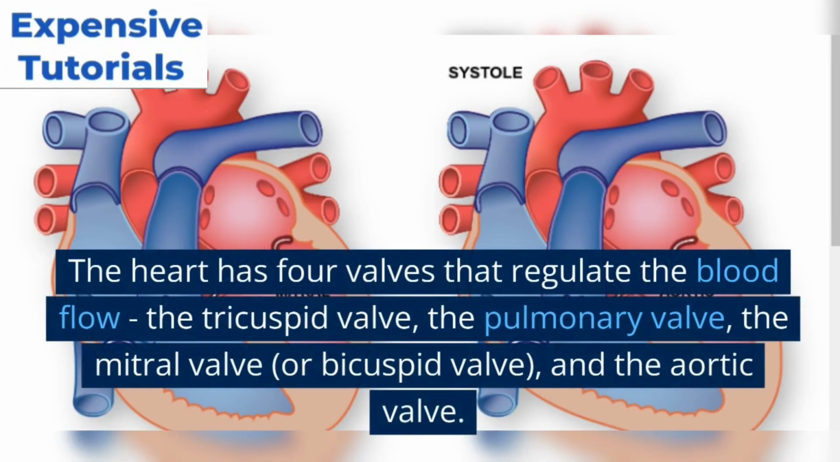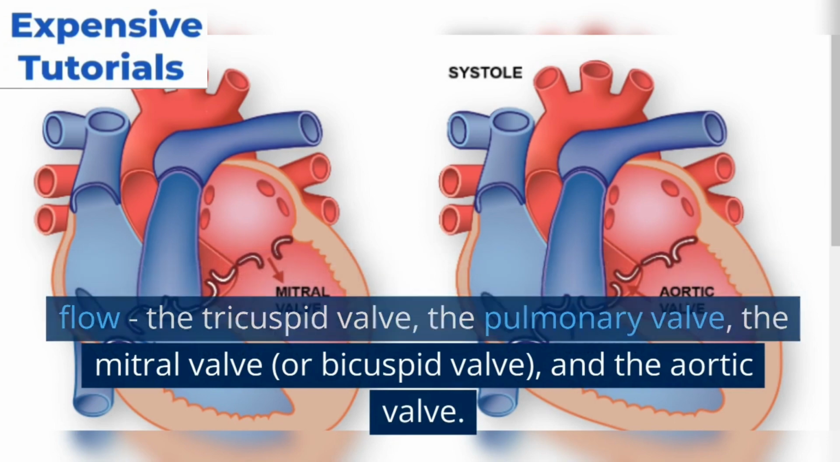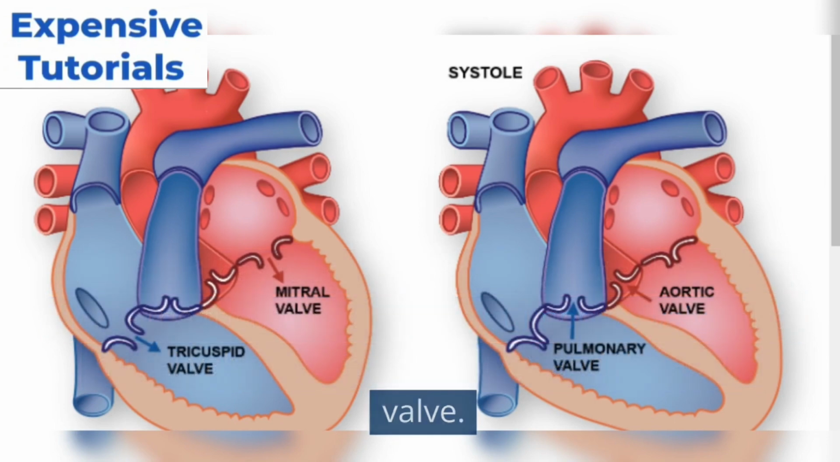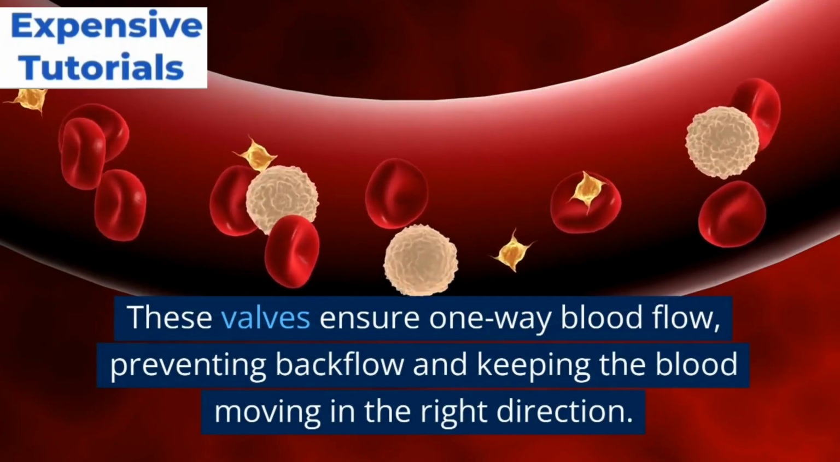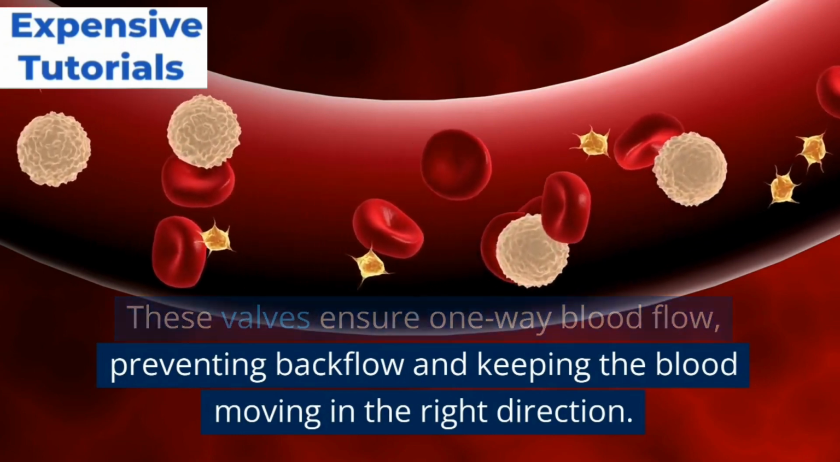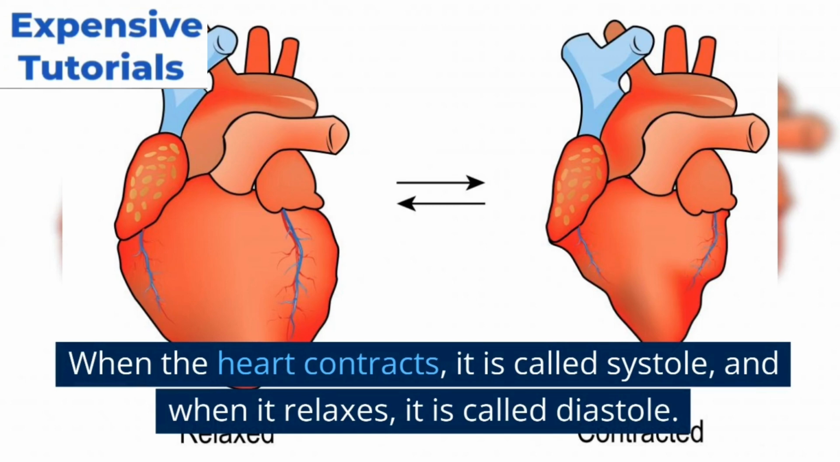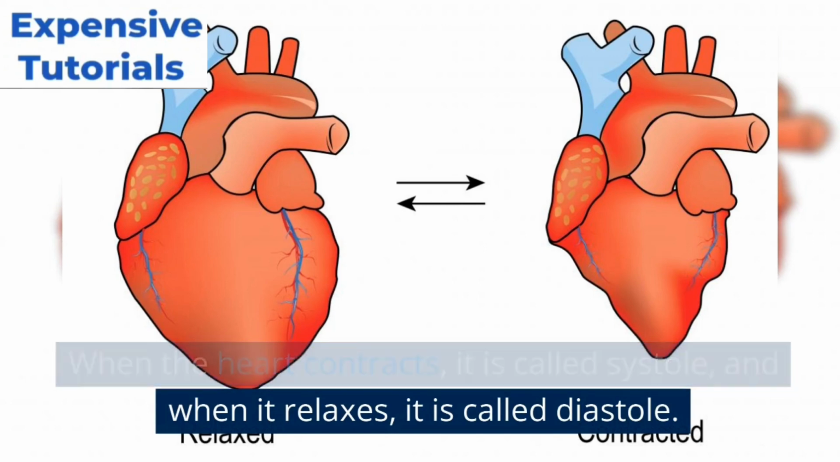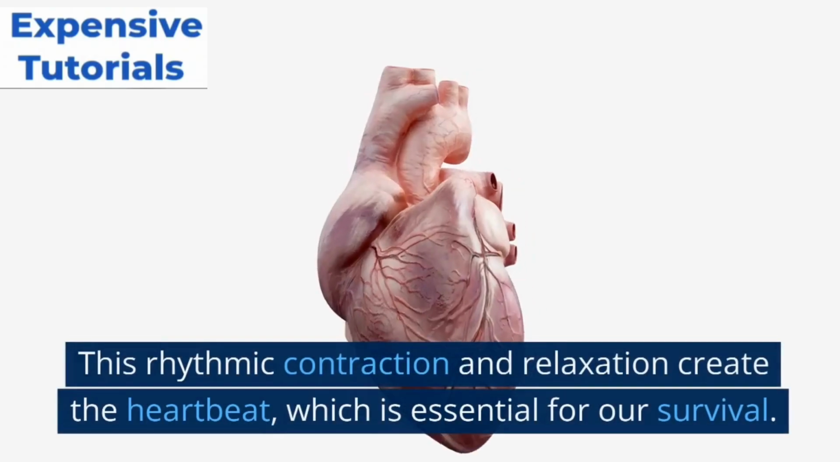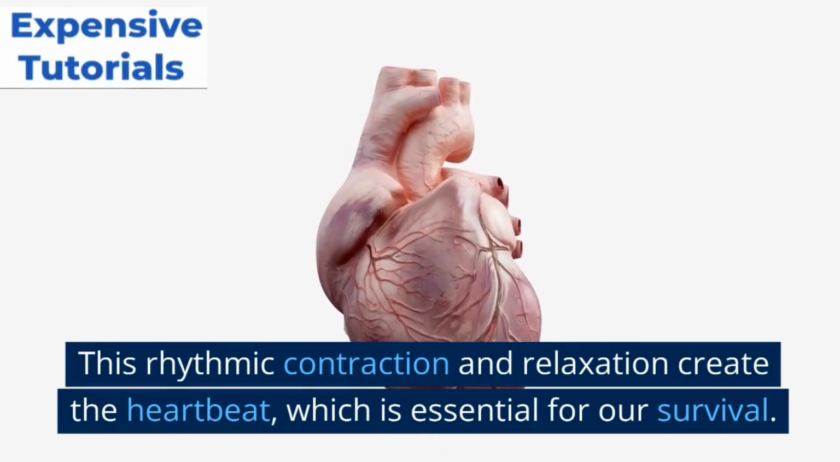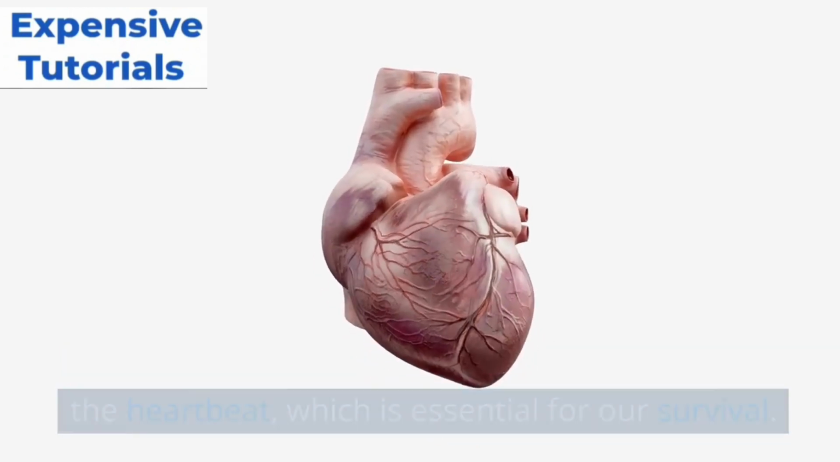The heart has 4 valves that regulate the blood flow: the tricuspid valve, the pulmonary valve, the mitral valve, or bicuspid valve, and the aortic valve. These valves ensure one-way blood flow, preventing backflow and keeping the blood moving in the right direction. When the heart contracts, it is called systole, and when it relaxes, it is called diastole. This rhythmic contraction and relaxation create the heartbeat, which is essential for our survival.